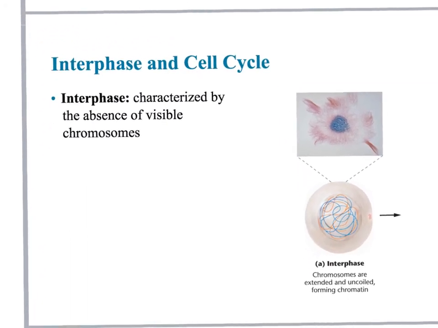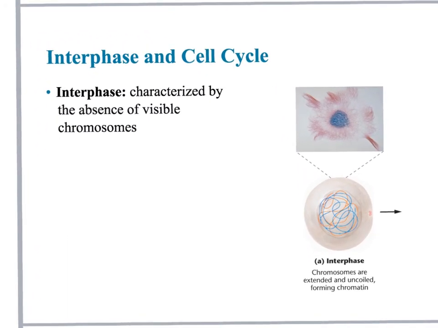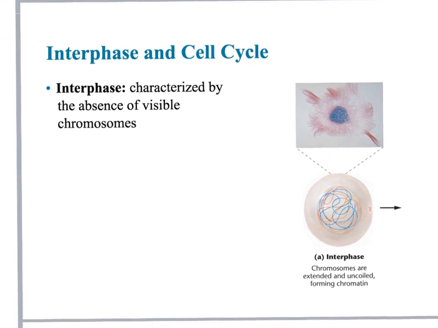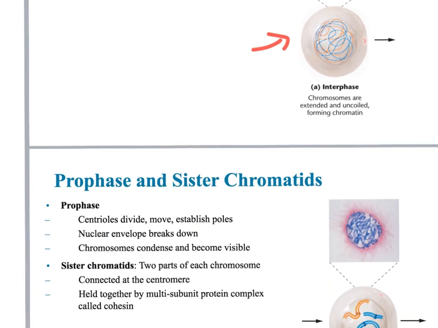So interphase, here are some pictures of slides of what we normally see in our drawings, versus what we see through a microscope. So if you looked at cell division or mitotic phases, the interphase in particular under a microscope, here's what it would look like, and it's where the chromosomes are extended and uncoiled, forming the chromatin, and that's your interphase part.